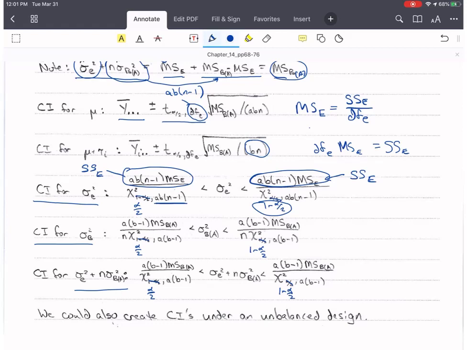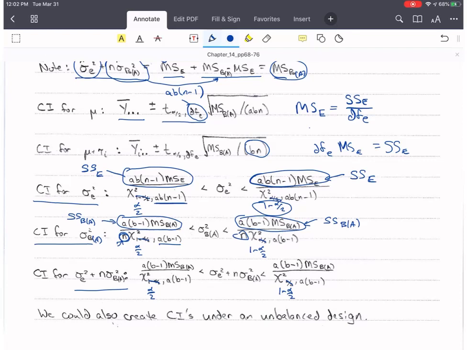And then likewise, you'll see that here for the sigma b nested within a squared, we have SSB nested within a divided by n. Make sure you notice this is an n times the chi-squared, and now it'll be the degrees of freedom of MSBA, right? So a times b minus 1. And so likewise here, the only difference is that in the denominator, instead of alpha over 2, we have 1 minus alpha over 2.